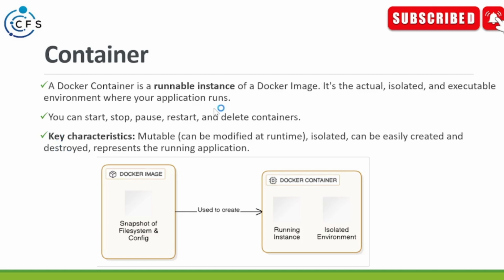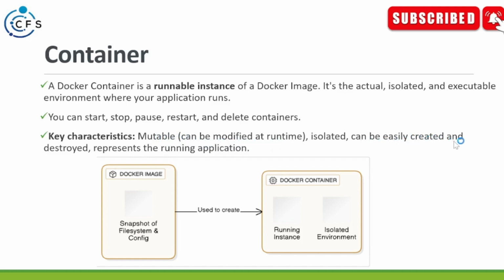I will quickly move to containers. So what is a container? A Docker container is a runnable instance of a Docker image. It is an actual isolated and executable environment where your application runs. You can start, stop, pause, restart, and delete containers. We cannot do that with images, because an image is a snapshot. The key characteristic of containers is that they are mutable, so they can be modified.